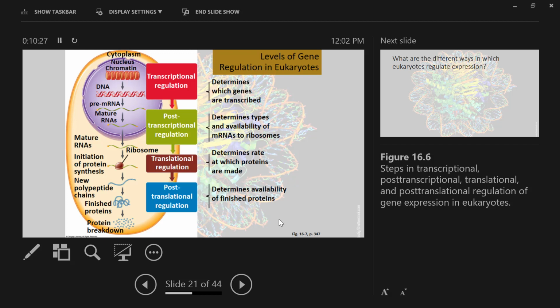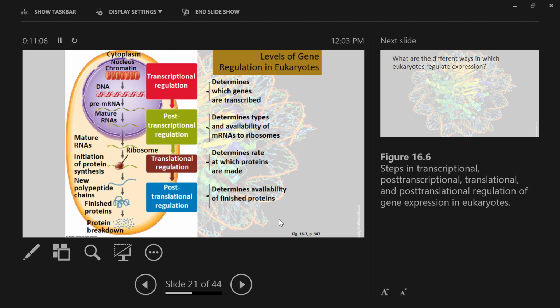They could regulate it during RNA modification, by determining which introns get cut out, even destroying your pre-mRNA before it matures into mRNA. They can regulate translation by destroying your mature RNA before it leaves the nucleus or even out in the cytosol. And then they can regulate post-translationally as well by destroying proteins. Eukaryotic cells have really complex machinery for destroying proteins.